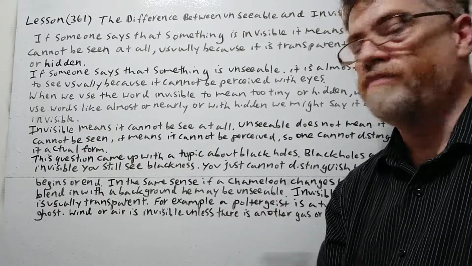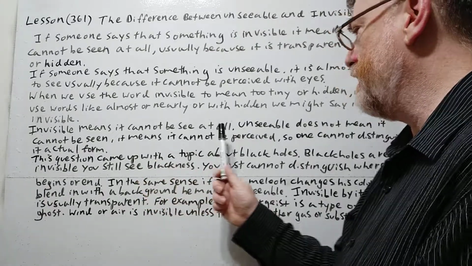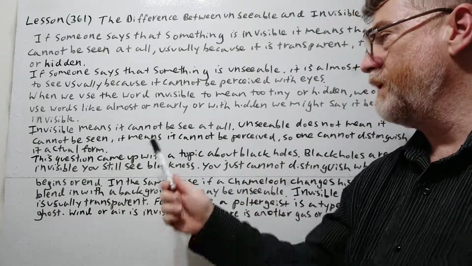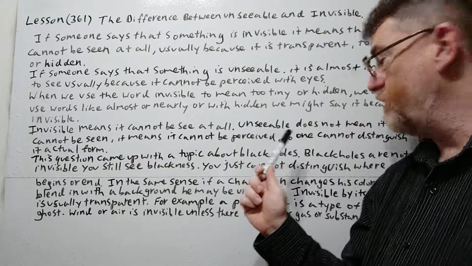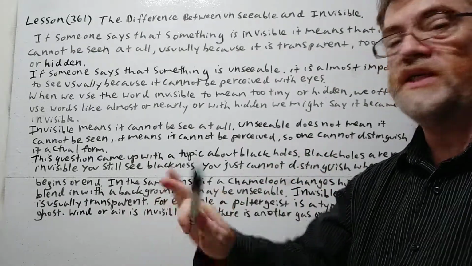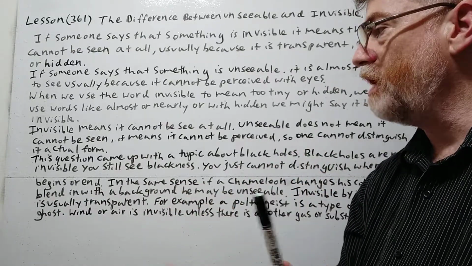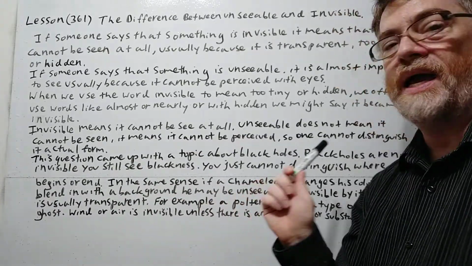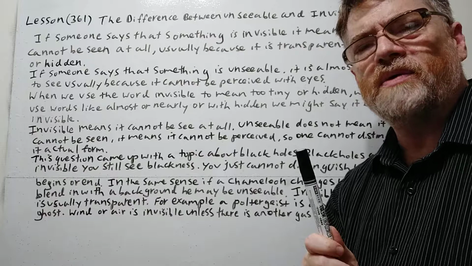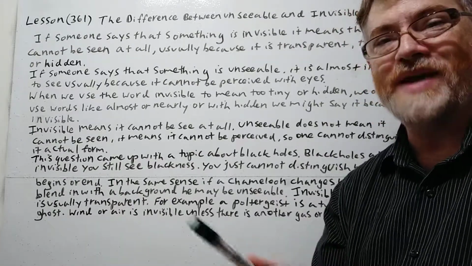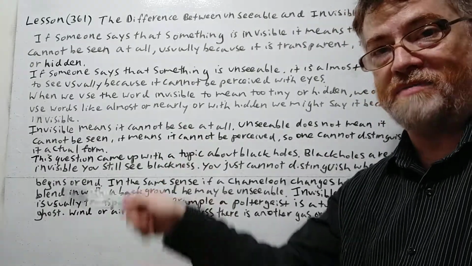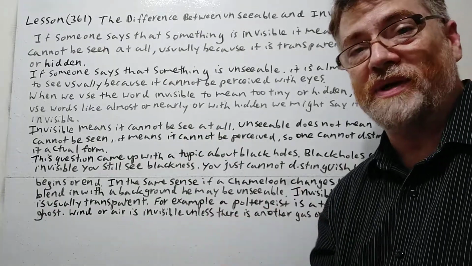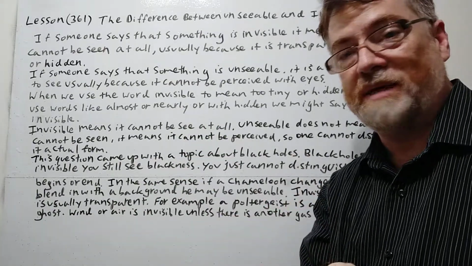All right, let's go on. Invisible means it cannot be seen at all. Unseeable does not mean it cannot be seen. It means it cannot be perceived. So one cannot distinguish its actual form. Okay. The question came up with a topic about black holes. Recently, I think NASA created a computer-generated image around the black hole so you could distinguish it. But if they didn't do it, it would have been unseeable.